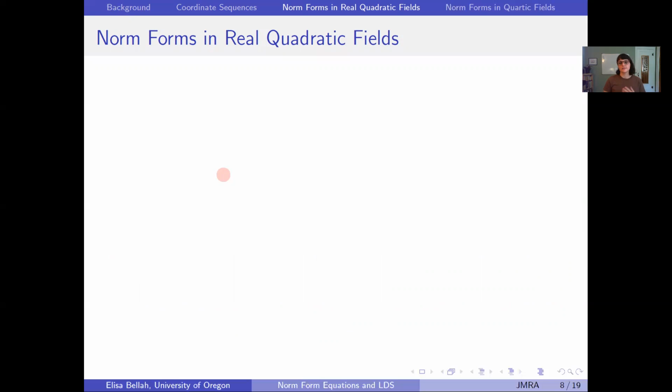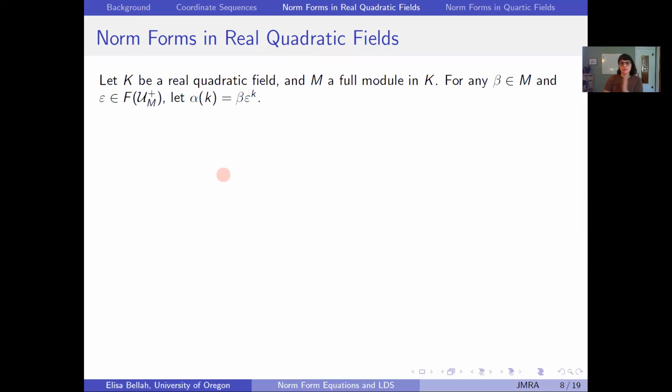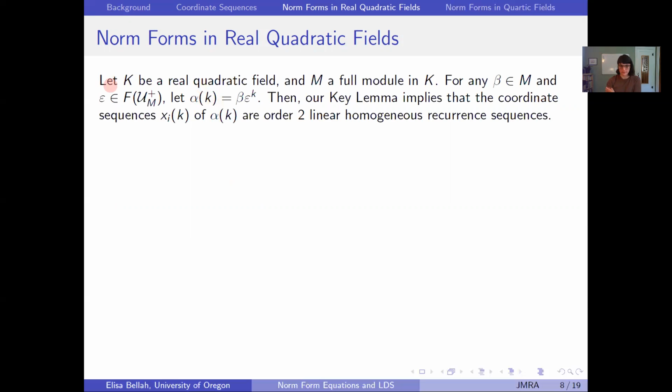So I'd like to focus now on norm forms in particular fields, so real quadratic and certain quartic fields. Okay, so in the real quadratic case, let K be a real quadratic field and M some full module in K. Suppose that we have some element beta in my module, a unit epsilon in the free part of my positive unit group, and just like before, form this sequence of elements alpha k to be beta epsilon to the k.